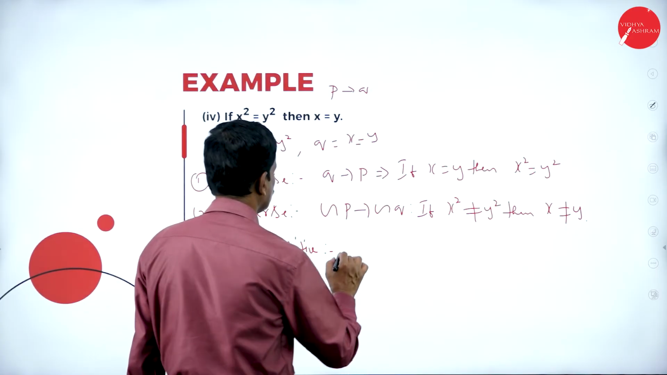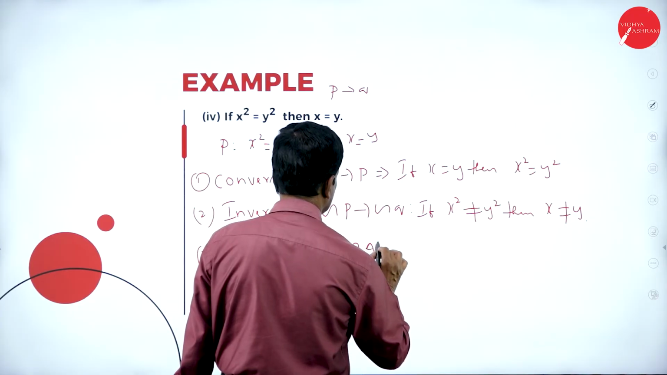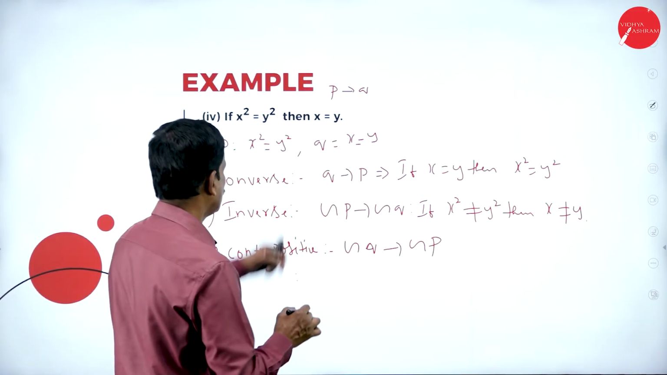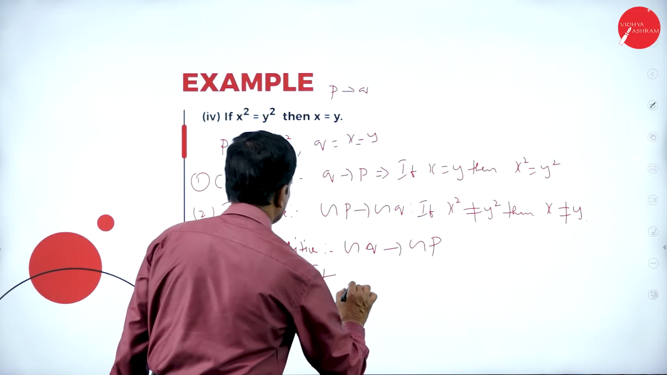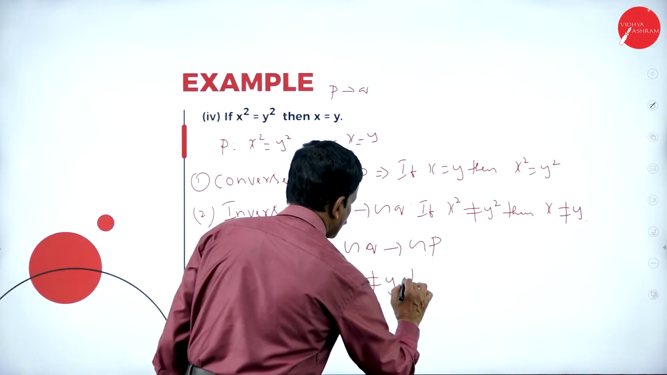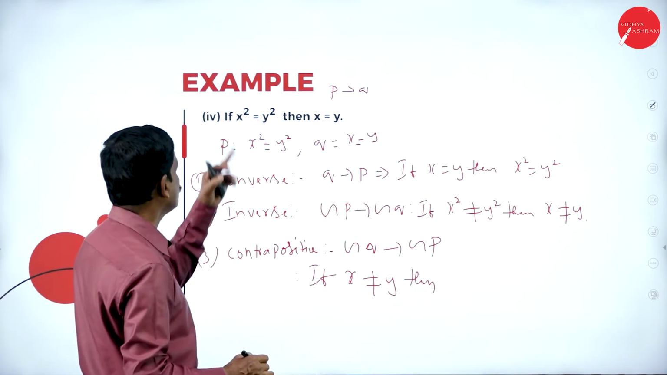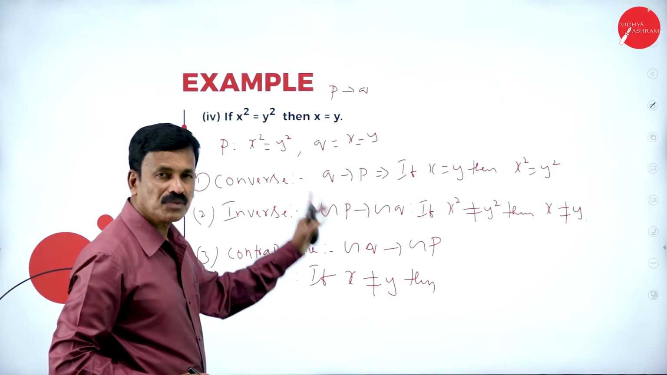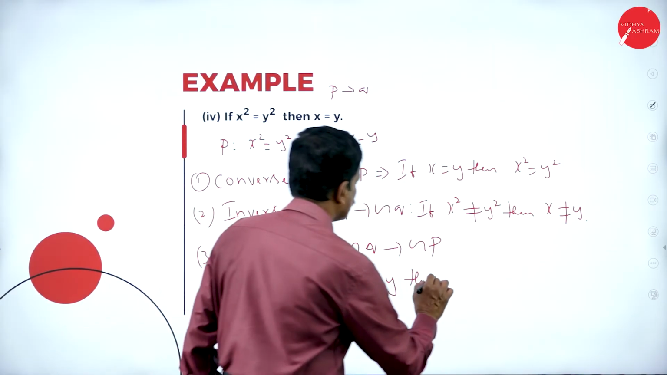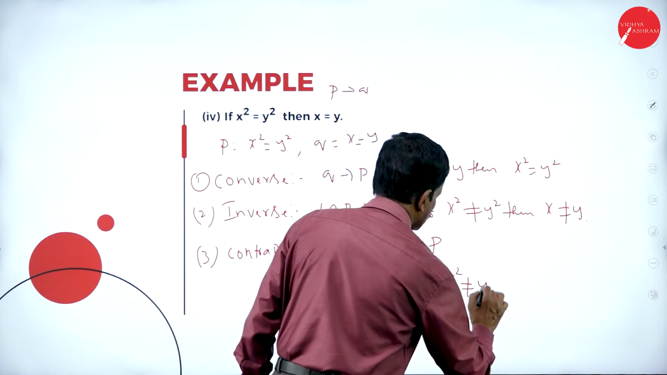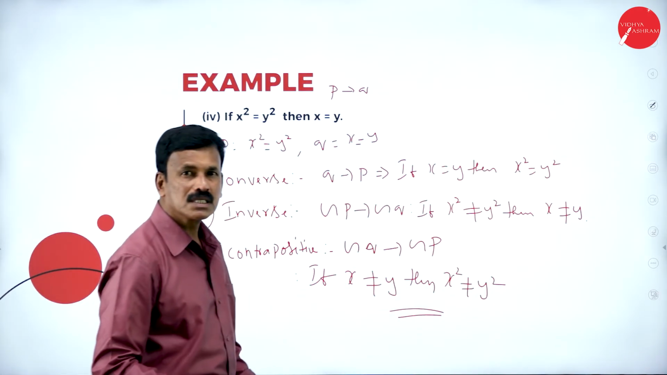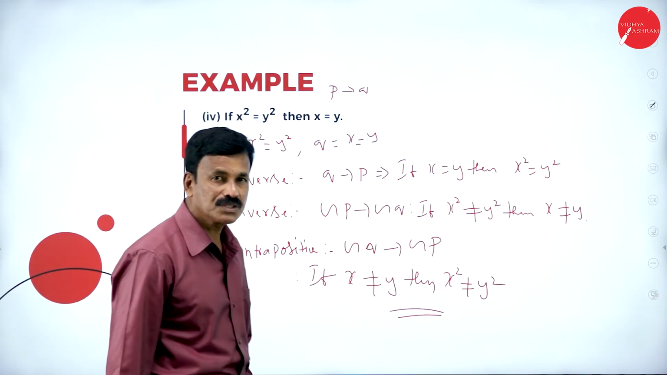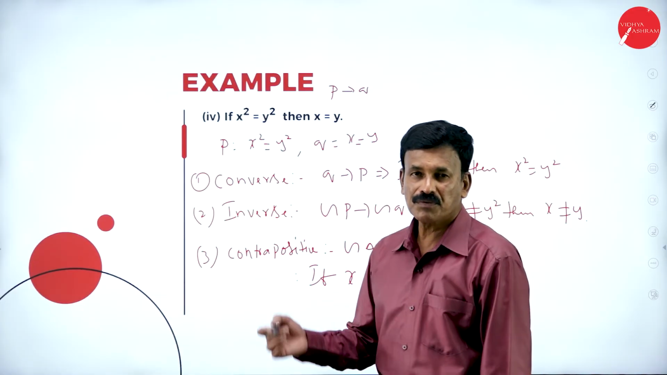What is the contrapositive? Negation of Q conditional to negation of P. Negation of Q is: if x is not equal to y, then negation of P is x square is not equal to y square. That's it. Hope you followed. This is how we write the contrapositive. Very simple concept. You may expect this type of question for 5 marks or one simple question for 2 marks.